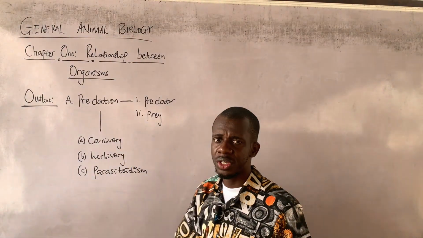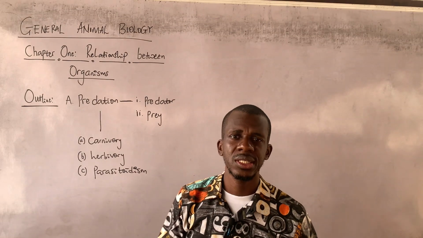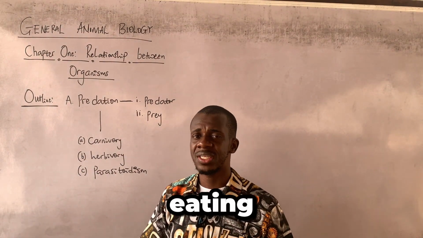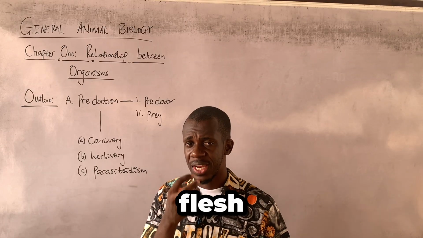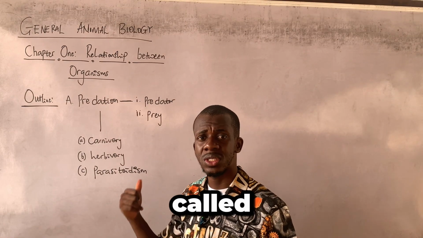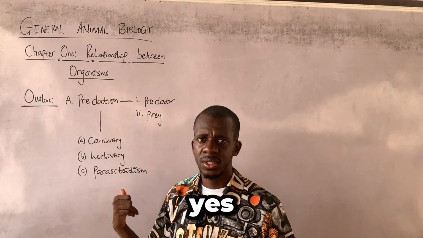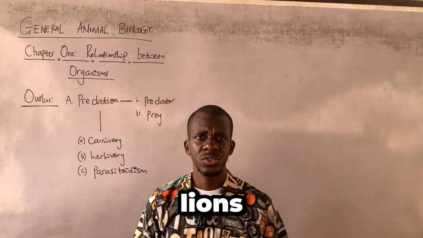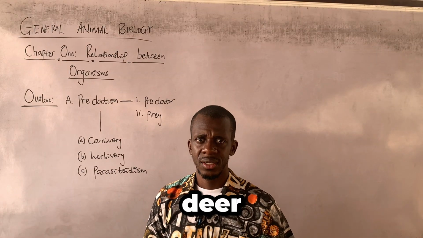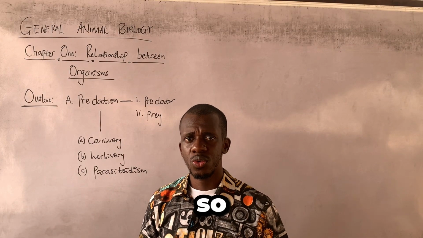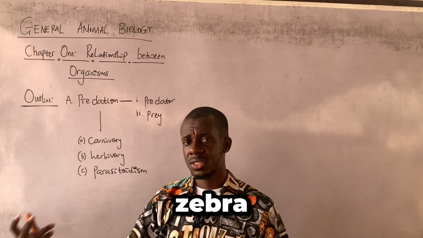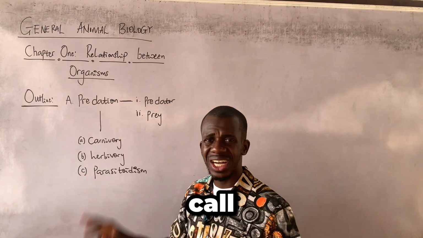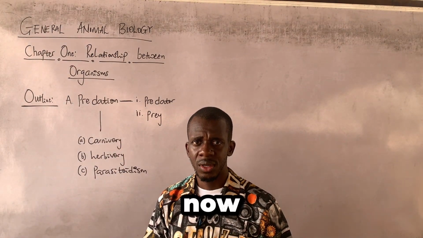So in carnivory, we are dealing with flesh-eating animals. The predator is actually a flesh-eating animal, an animal that feeds on flesh and blood. Such an animal is called the carnivore. You find this type of relationship between lions and zebras or deer, or even the antelope. So when lions hunt down animals like the zebra, the deer, and feed on their flesh, that is what we call carnivory. You see that now, all right?